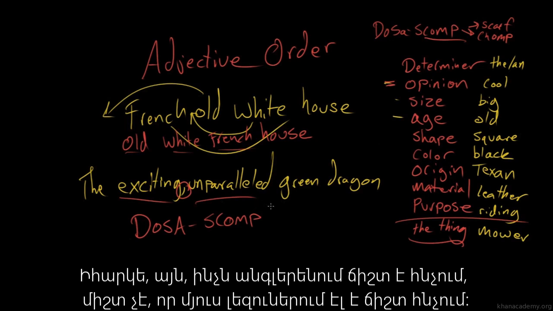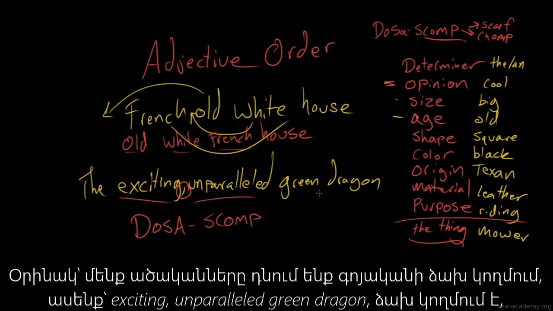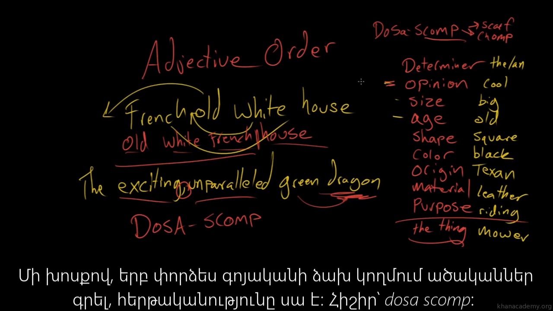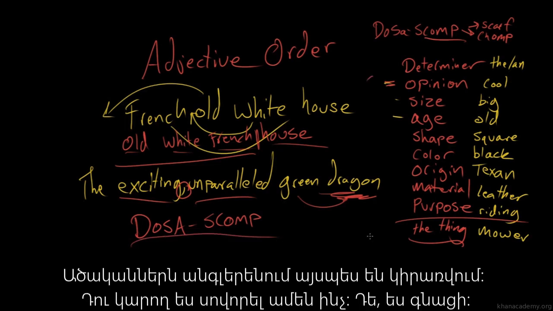For example, the way we're using adjectives here, we're always putting them to the left of whatever they modify. The exciting, unparalleled green dragon, it's all to the left. It's all old white French house. It's all on this one side of it. And other languages don't do that necessarily. So when you're trying to just throw a bunch of adjectives together on the left side of a noun, this is the order. Just remember, dosascomp. And that's how adjective order works in English.